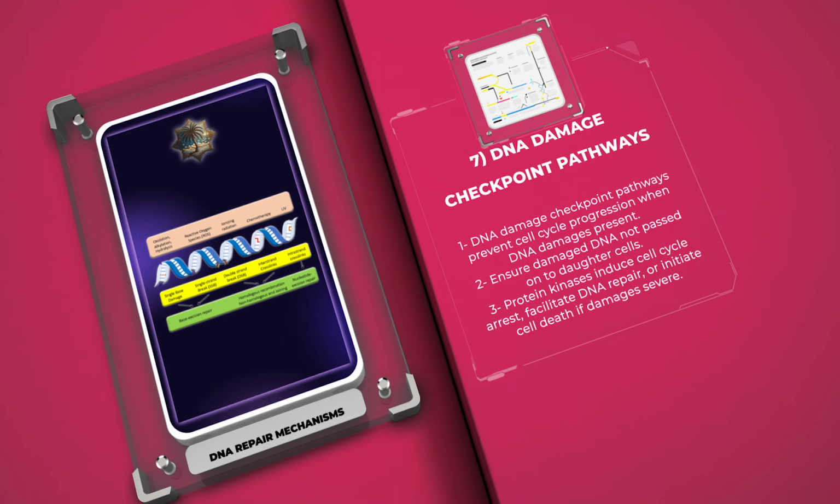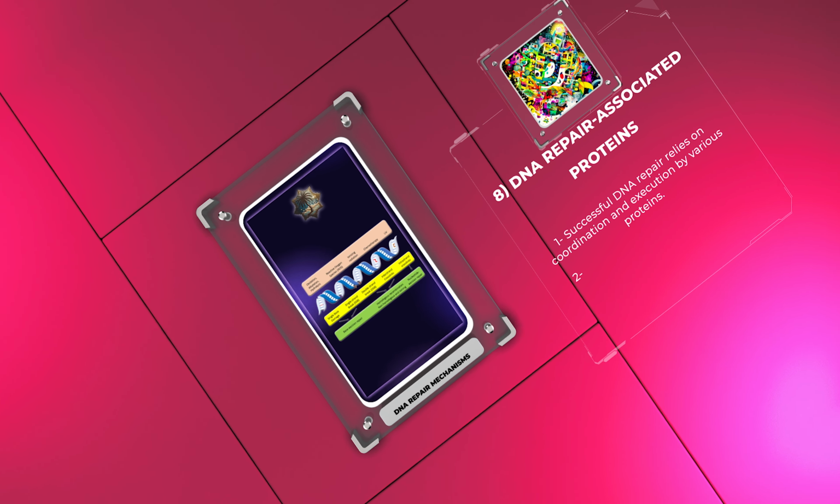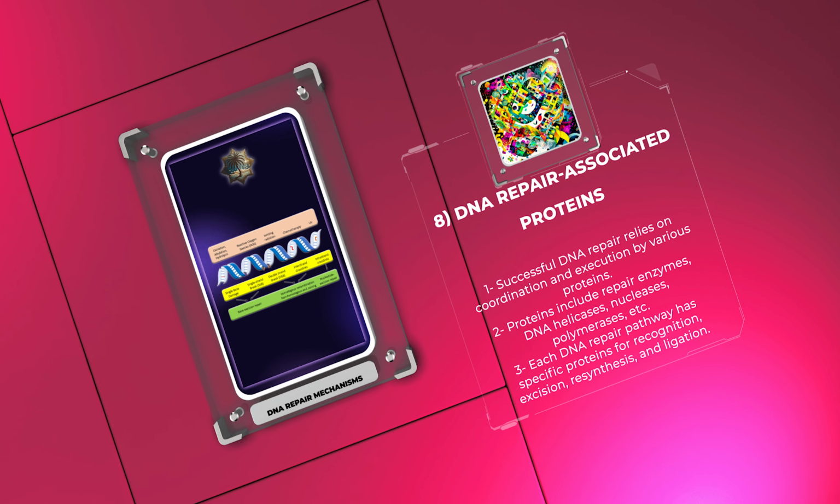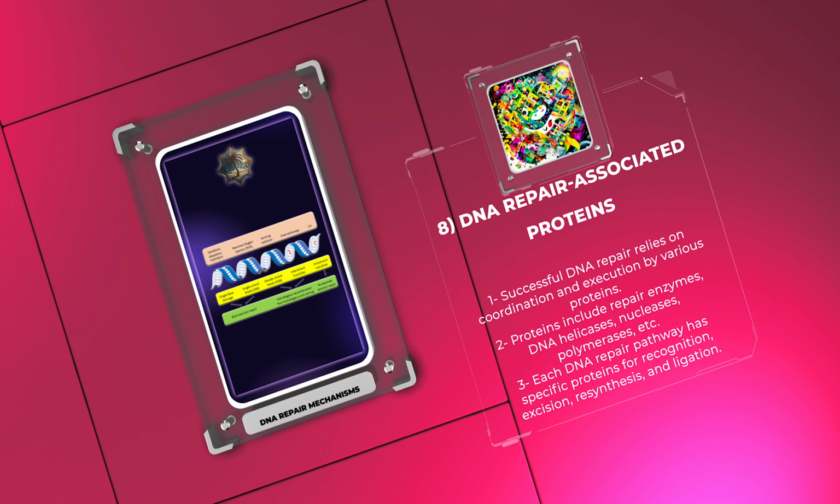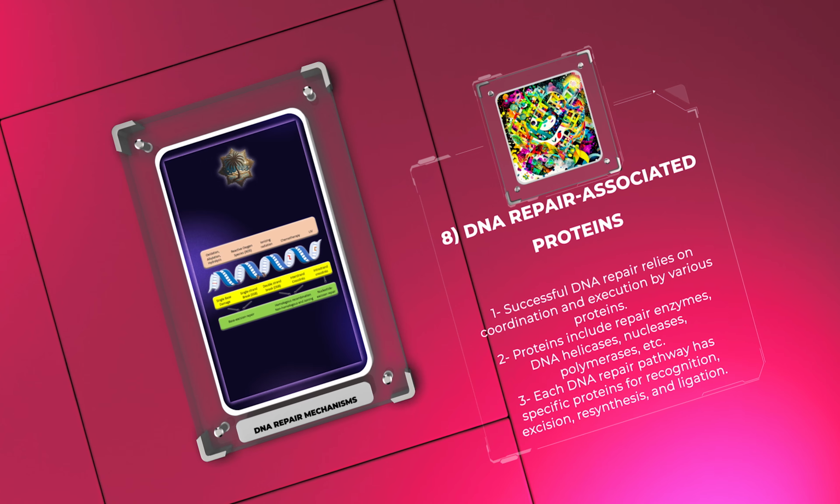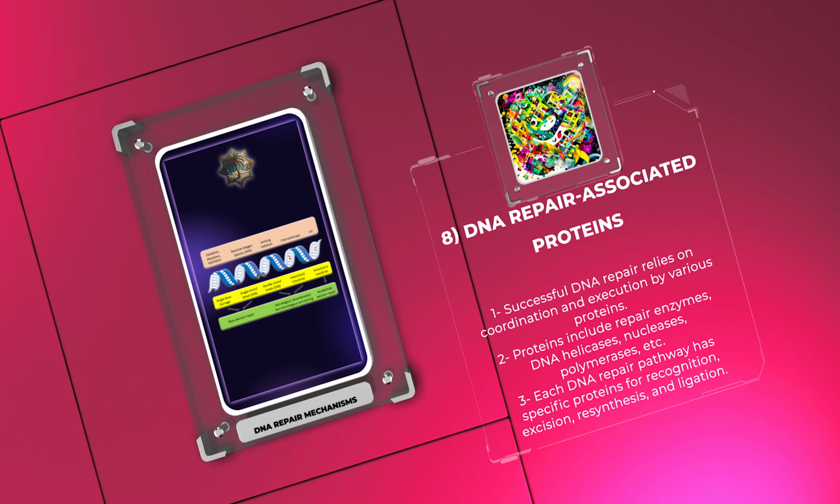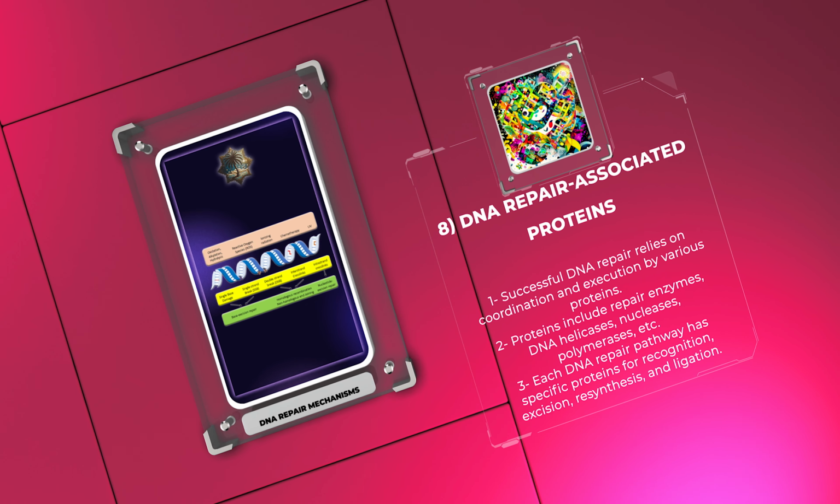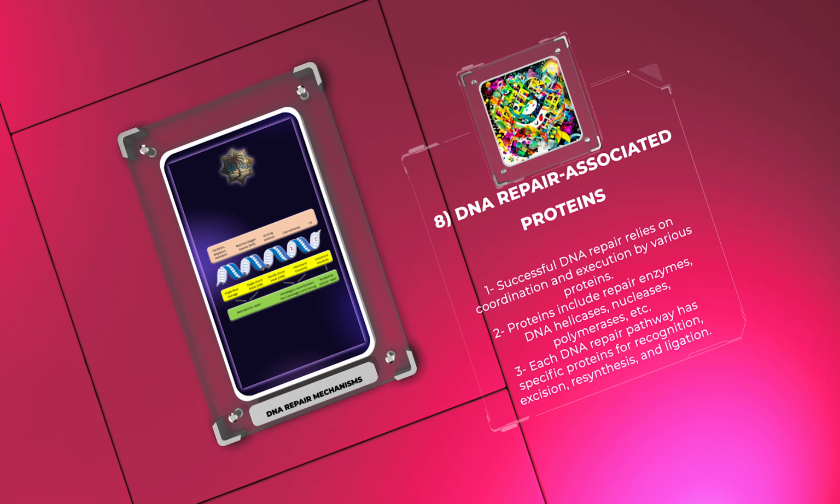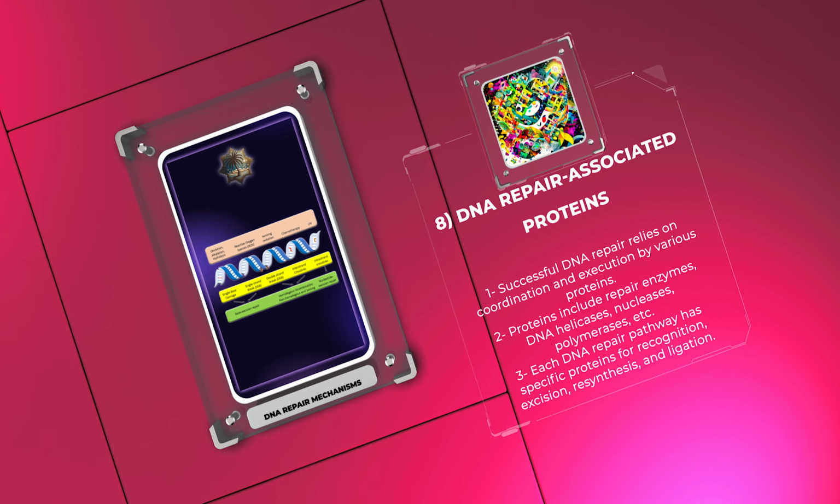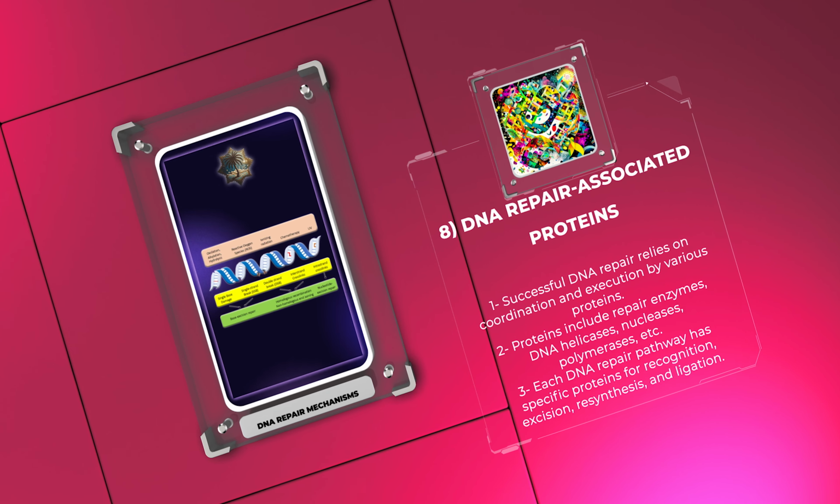Successful DNA repair relies on an array of proteins that coordinate and execute the repair processes. These proteins include repair enzymes, DNA helicases, nucleases, polymerases, and many others. Each DNA repair pathway has specific proteins that act as key players in the recognition, excision, resynthesis, and ligation steps. The dynamic interplay between these proteins orchestrates the efficient and accurate repair of various DNA damages.